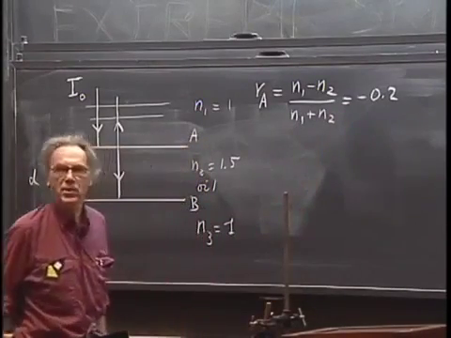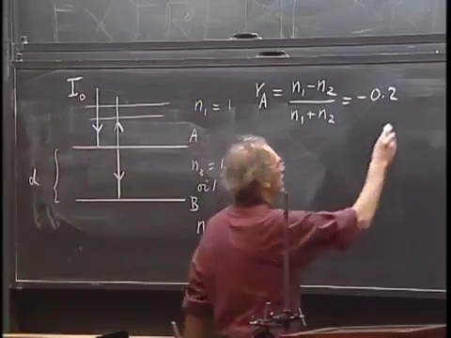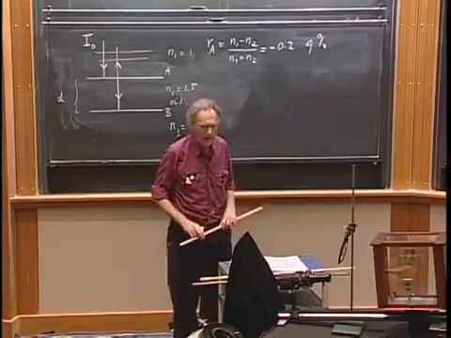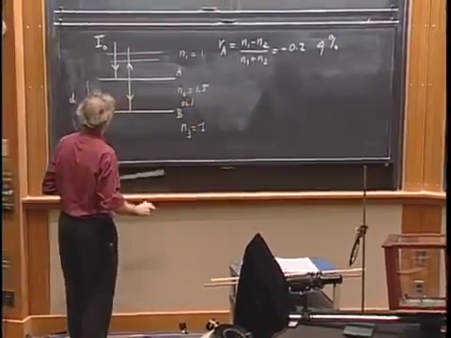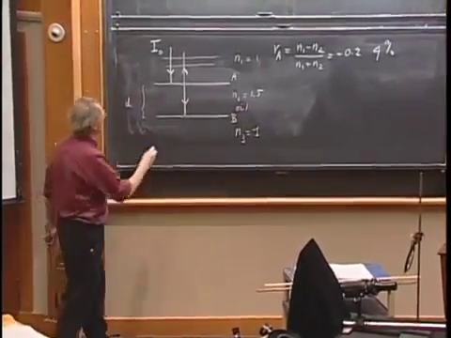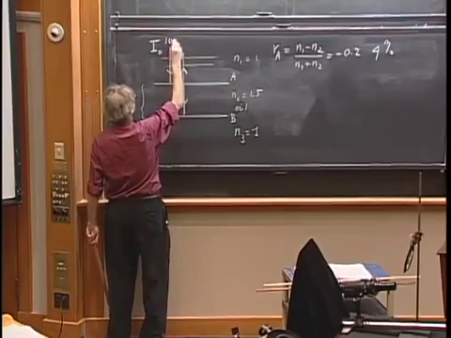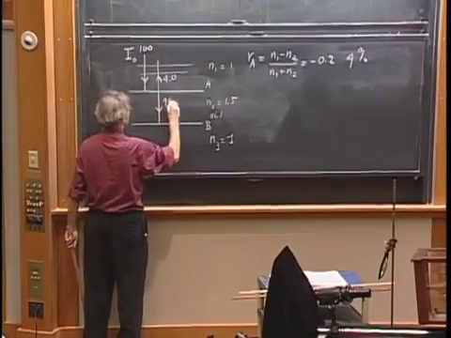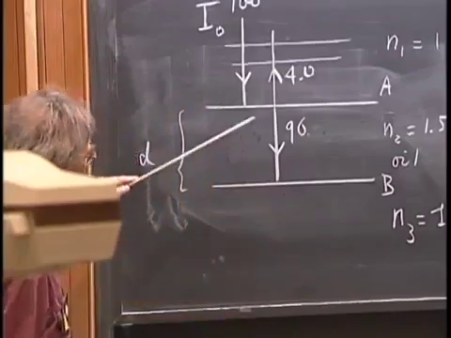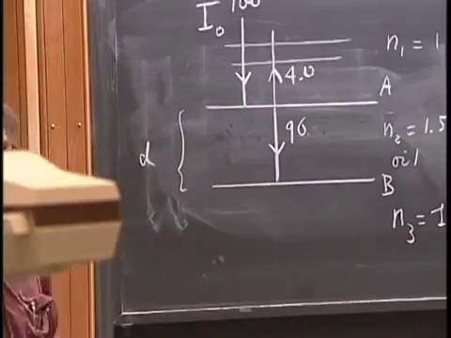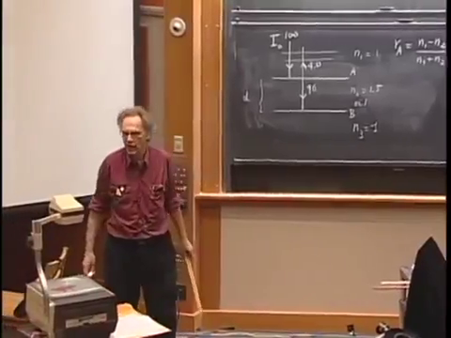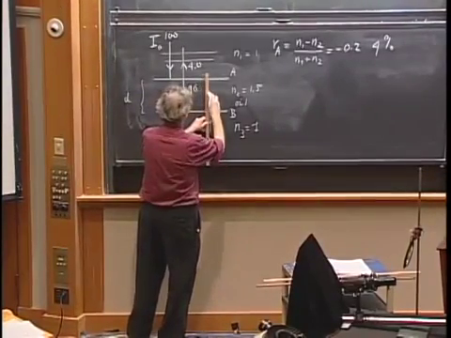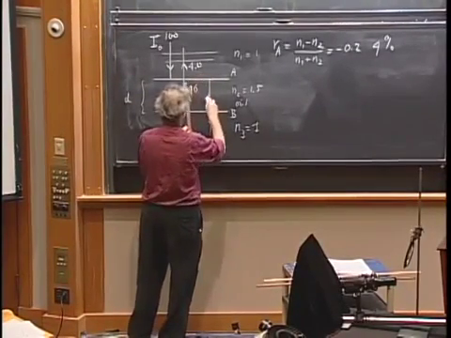The intensity of the light that is reflected is then 4%, the square of this number. And if 4% is reflected, then clearly 96% go through. So if this is 100, then this is 4.0, and then this is 96. So this light here hits the surface at B, the boundary between oil and air, and some of that light goes through, which I'm not interested in, and some of it comes back.